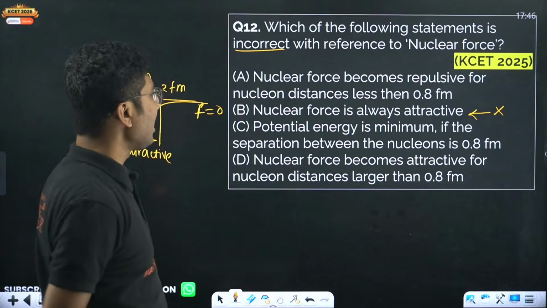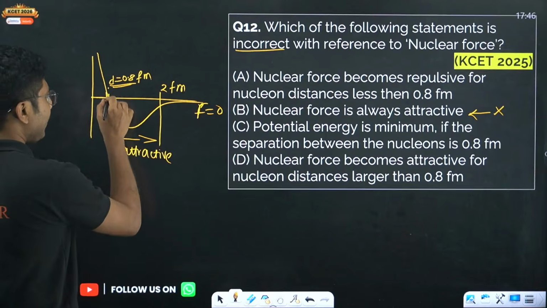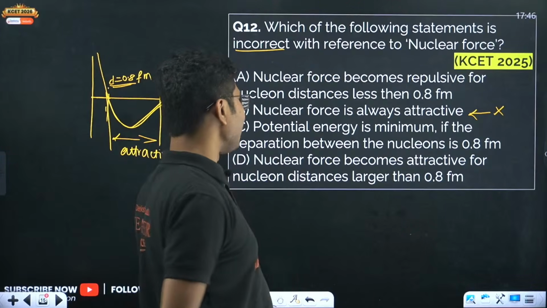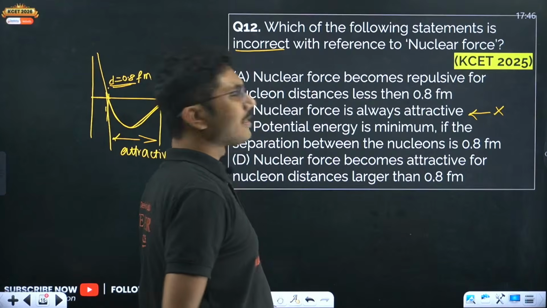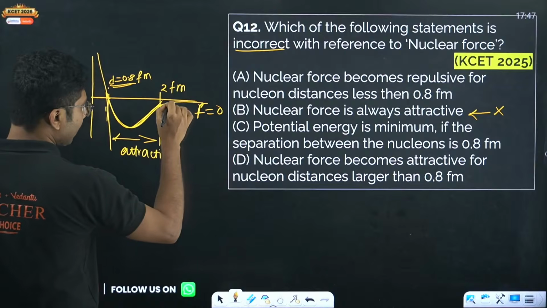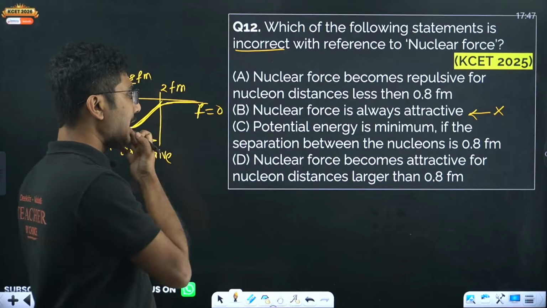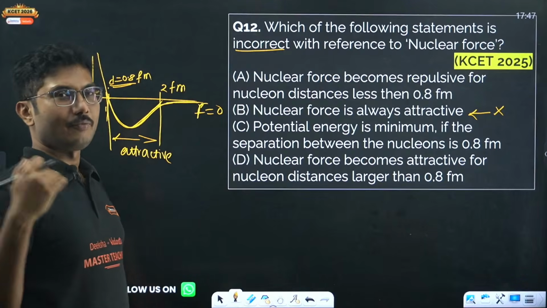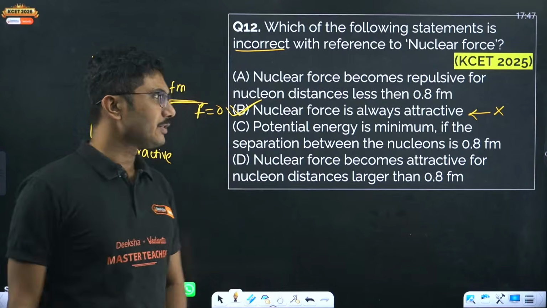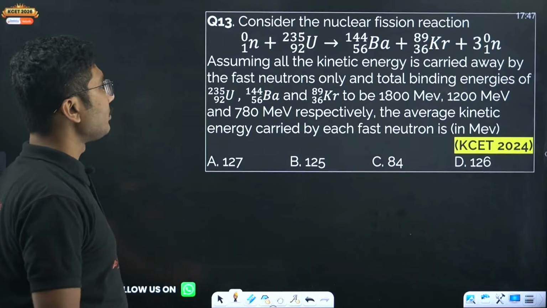Potential energy is minimum if the separation between the nucleons is 0.8 femtometer. So at 0.8 femtometer, the nuclear potential energy is minimum. Yes, that is correct. Nuclear force becomes attractive for nucleon distance larger than 0.8 femtometer. Even though it slowly becomes 0 afterwards, it is still attractive. So the only incorrect statement is that nuclear force is always attractive. Okay, now let's move on to the next question.